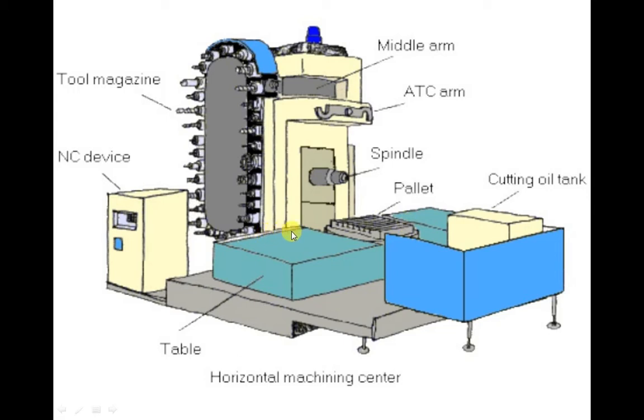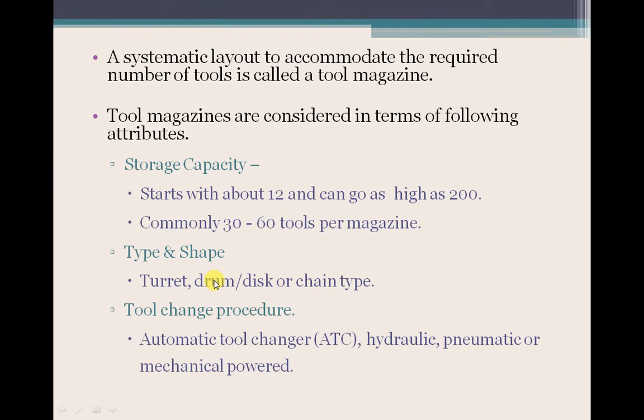In this unit we are going to discuss the tool magazine, the ATC arm and pallets. There are a couple of other things that we are also going to discuss. A tool magazine is a systematic layout to accommodate the required number of tools. When you consider the tool magazine, there are three distinct characteristics or attributes that have to be taken care of.